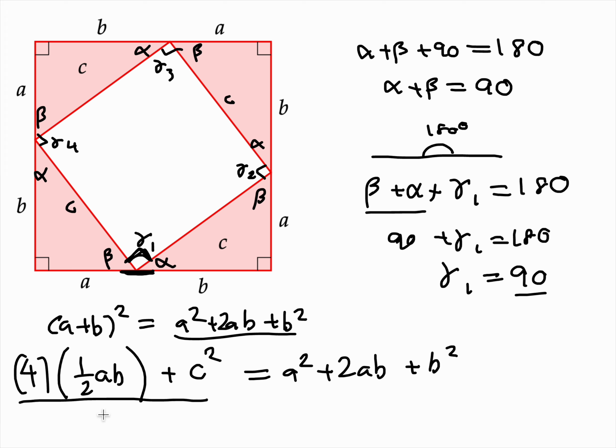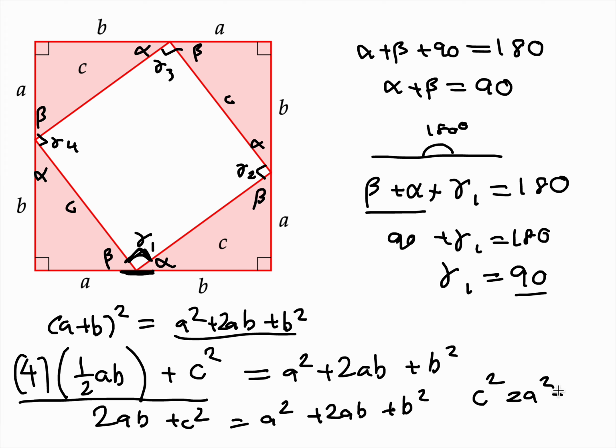Now we're going to do some simplification. 2ab plus c squared equals a squared plus 2ab plus b squared. And now we can subtract 2ab from both sides, which gives that c squared equals a squared plus b squared, which proves that for any general right triangle right here, for the side lengths a, b, and c labeled like this, c squared is exactly equal to a squared plus b squared.